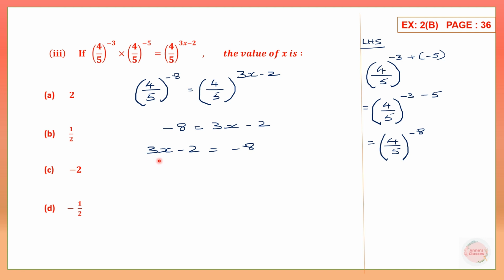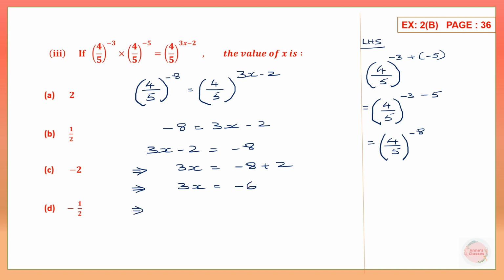So now this has become an equation. We're going to solve for x. We're going to keep 3x on the left hand side. On the right, we already have -8. Now I'm going to move this -2 to the other side, so it becomes plus 2. So now 3x is equal to -8 + 2. Signs are different, so put the sign of the bigger number and subtract. 8 minus 2 is 6.